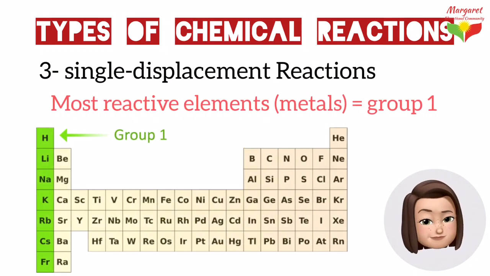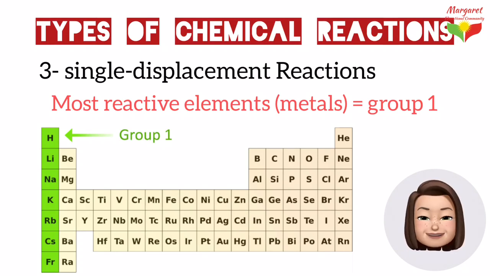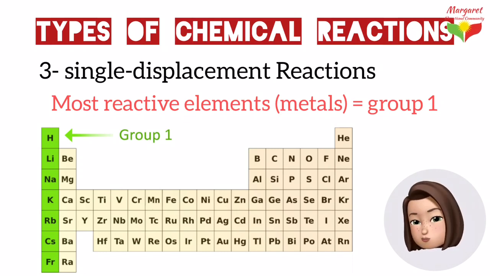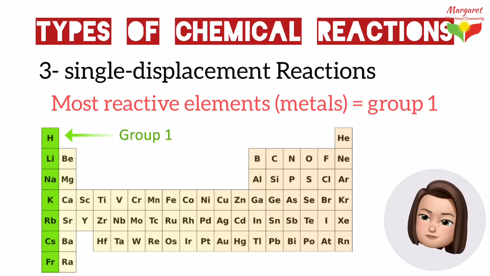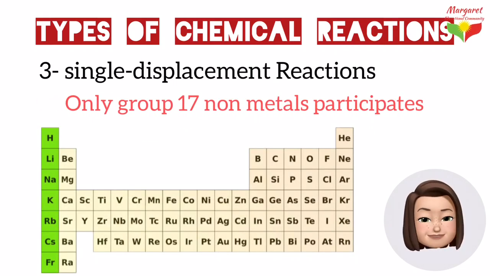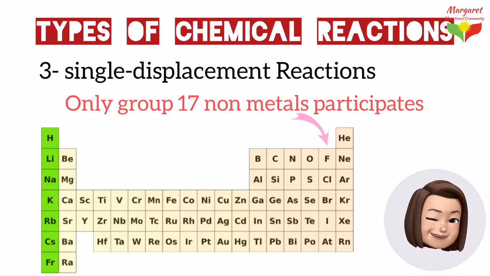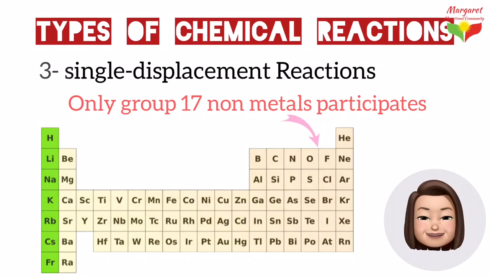The elements of group 1 of the periodic table are the most reactive metals. So if you have any of the elements that belong to group 1, they will take the place for sure. And about the non-metals, only group 17 participates in single displacement reactions.